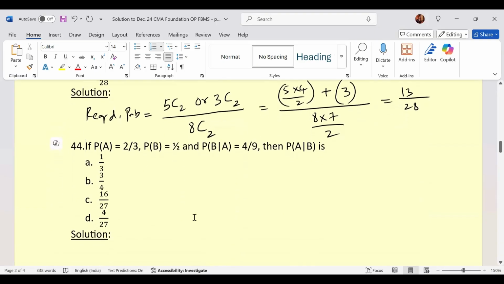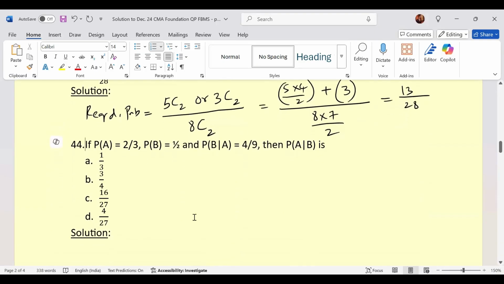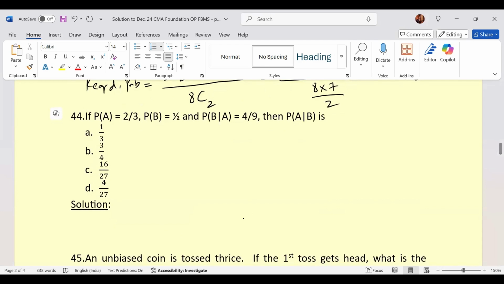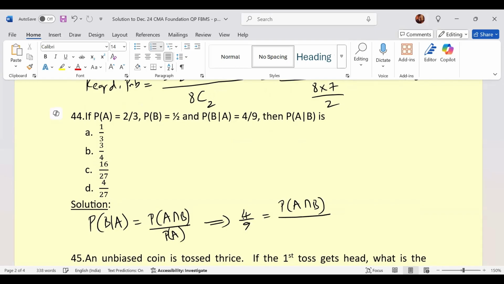If probability of A is 2 by 3, probability of B is 1 by 2, and probability of B given A is 4 by 9, then what is probability of A given B? So first of all, probability of B given A is given as 4 by 9. B given A is probability of A intersection B divided by probability of A. Probability of A intersection B is unknown, but we know probability of A is 2 by 3.